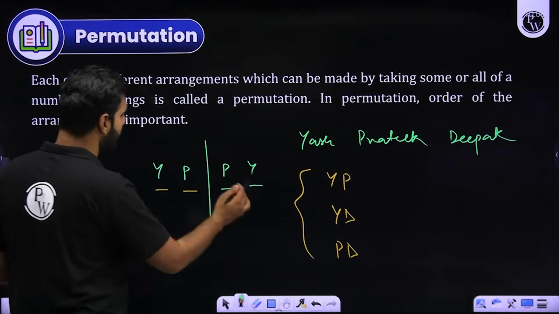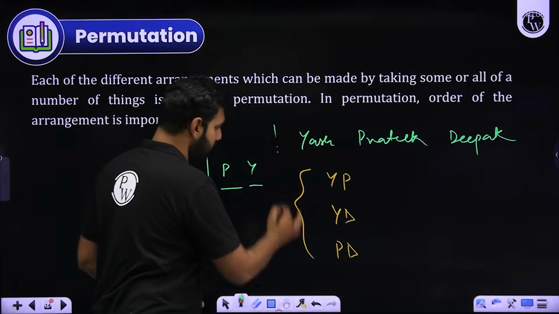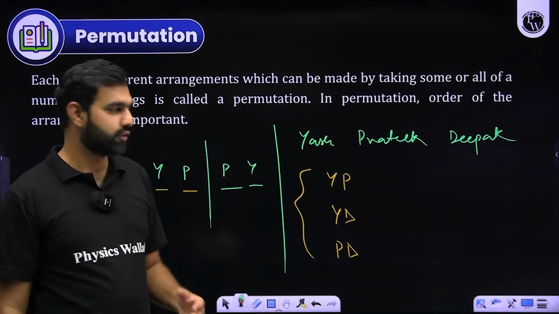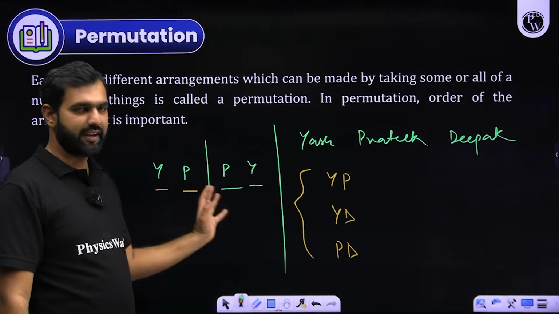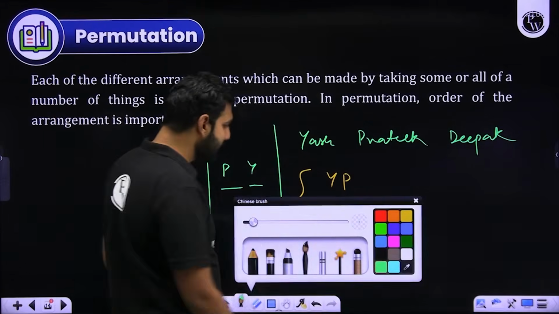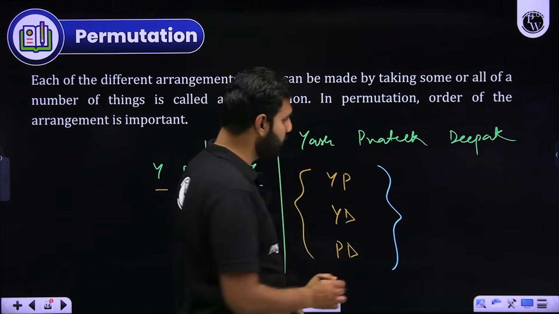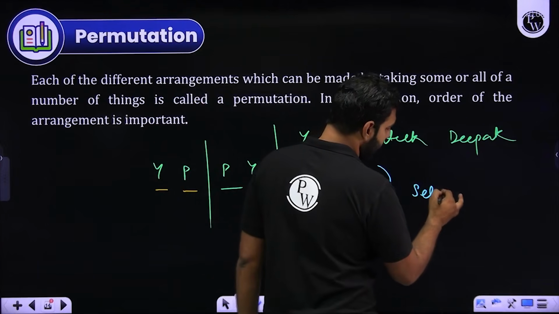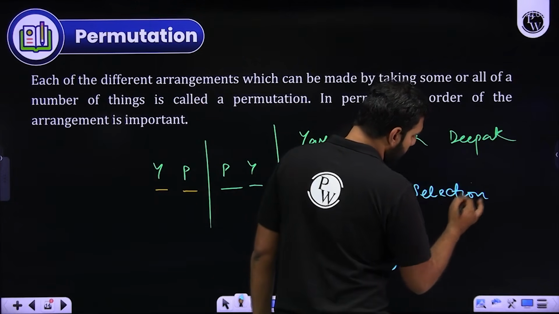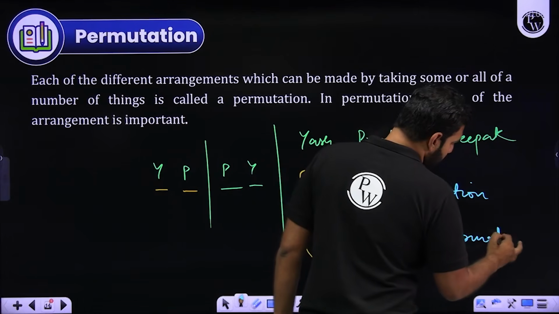That here in this particular case, the order mattered. The arrangement mattered. So selection was there, but after selection, after choosing them, I arranged them. So when it is limited to selection only, you call it a problem on combination. Then we call it a problem on combination.